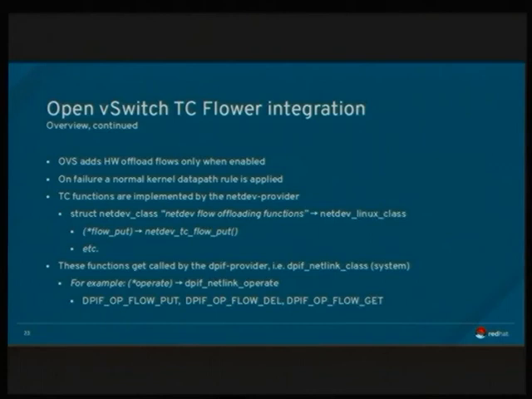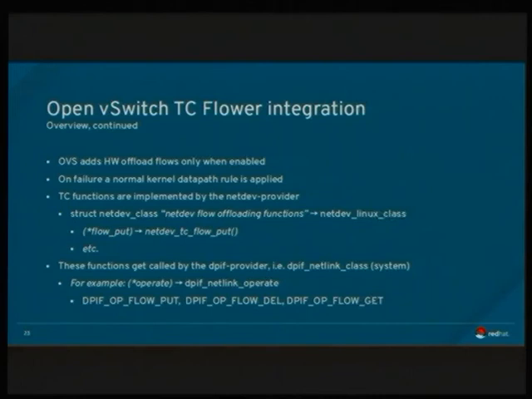So how does it work? There is a global configuration option within OVS. If you enable the global option, all the traffic will be offloaded by trying to apply the TC filter rules. And if the TC filter rules are not valid, they will take the normal kernel data path.